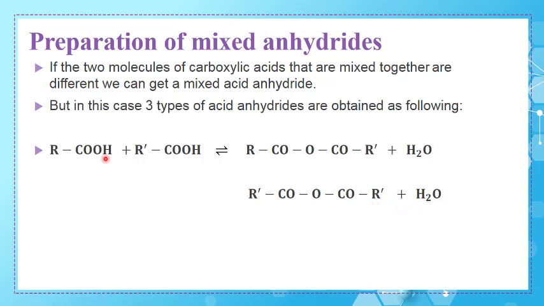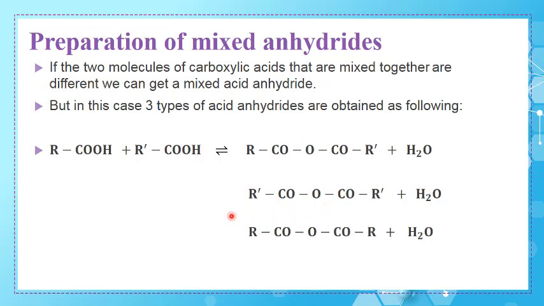And at the same time, because we have plenty of molecules of this type, each two molecules of these can also react in order to produce this type of acid anhydride, and a water molecule is eliminated. So upon mixing two different molecules of carboxylic acid, definitely with a given amount, because in chemistry we are using moles, three types of acid anhydrides will be obtained.